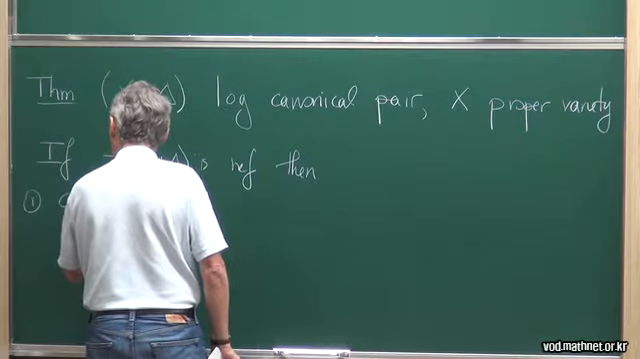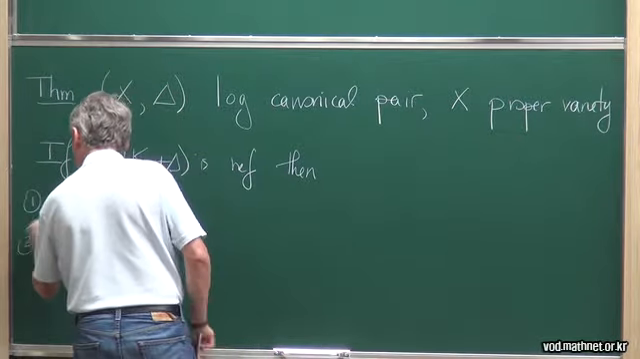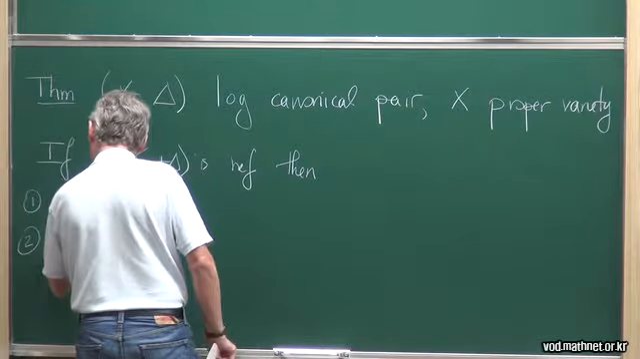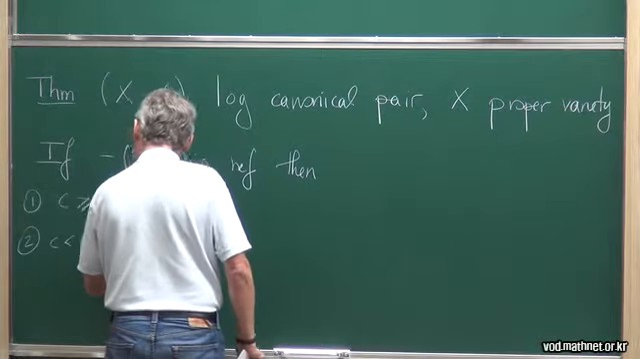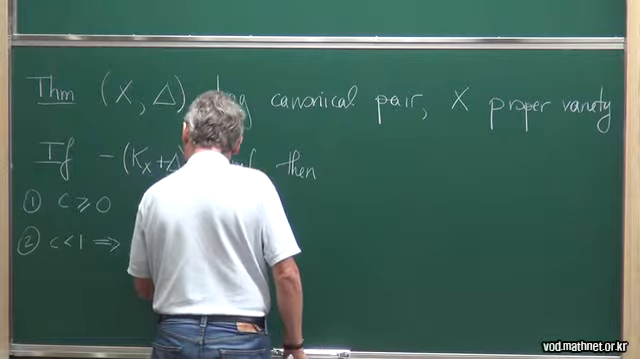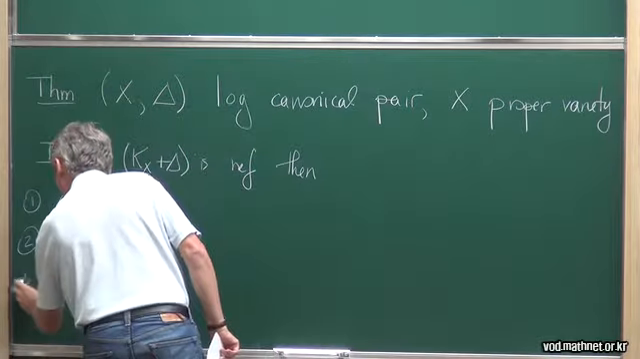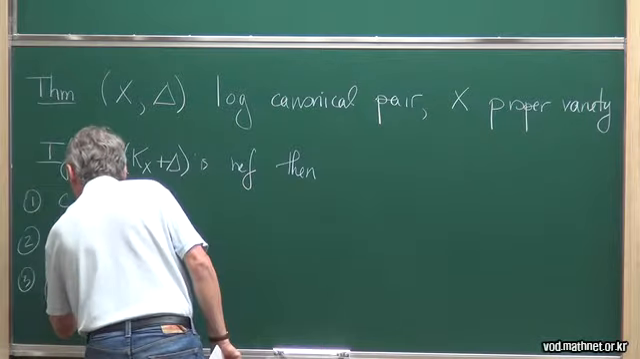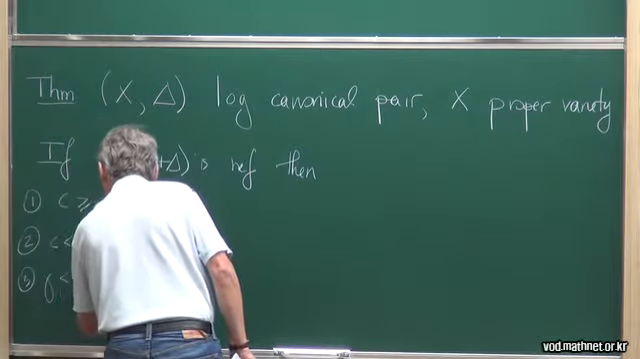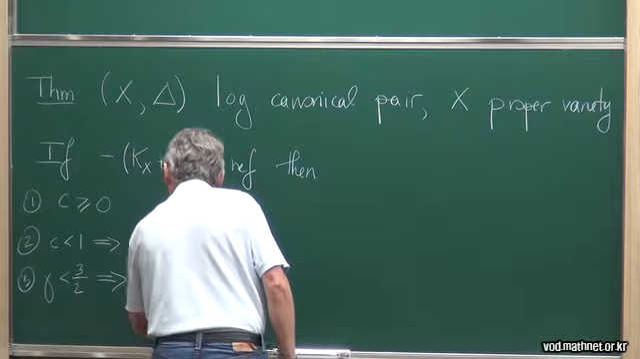The complexity is non-negative. If c is less than 1, then X is toric. I mean, the other things are true, but let me just say that. And then if gamma is less than 3/2, then X is rational.